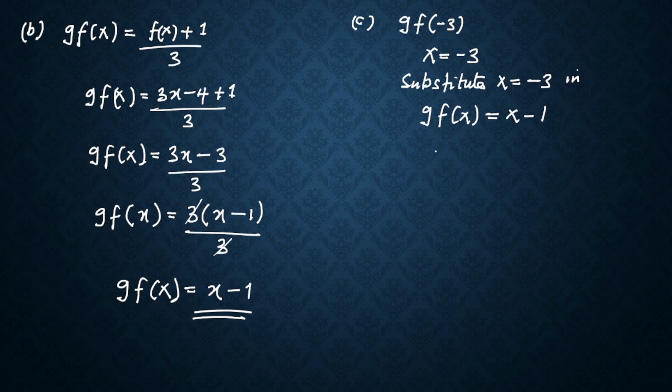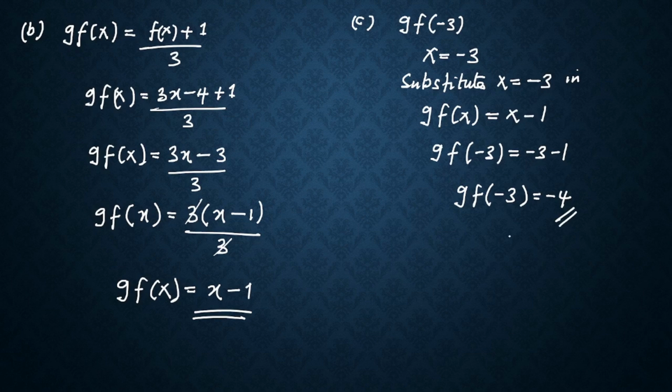So g of f of negative 3 will be equal to negative 3 minus 1. We put them together and the sign does not change, giving us negative 4 in this case. So g of f of negative 3 is equal to negative 4.